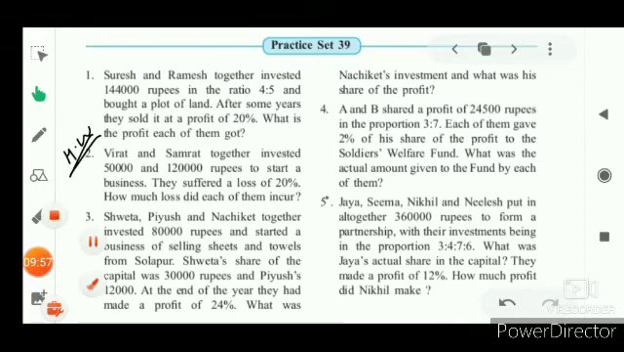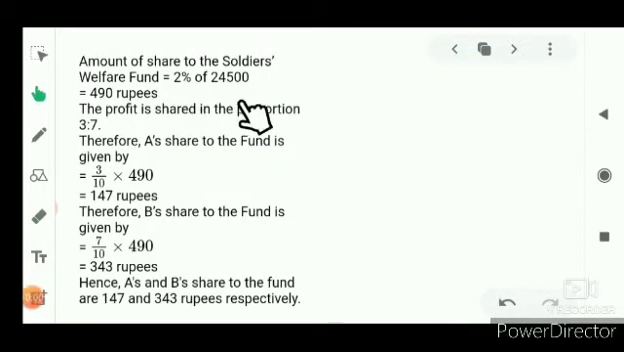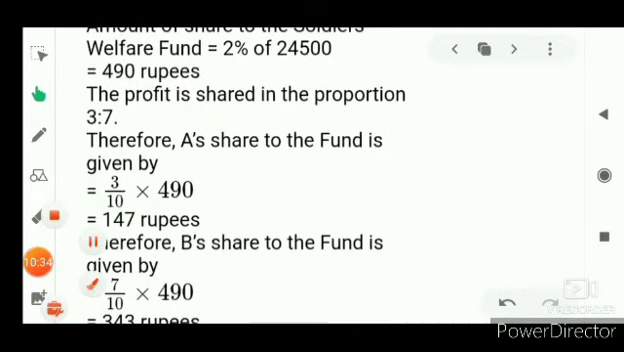Let's see the solution. The share given to the Soldiers' Welfare Fund is 2% of the total profit. That is 2% of 24,500, which is 490 rupees. So the total amount in the Soldiers' Welfare Fund is 490 rupees. Now we have to find out what amount is given by each person. The profit is shared in the proportion 3:7, right? So how will we calculate A's share to the fund?